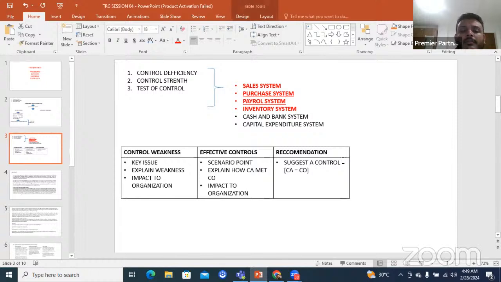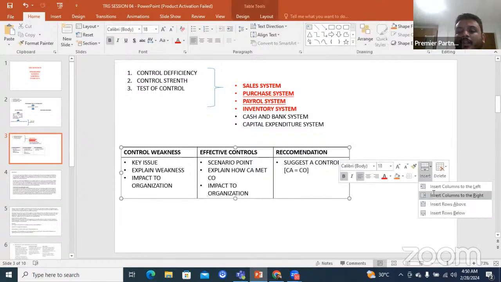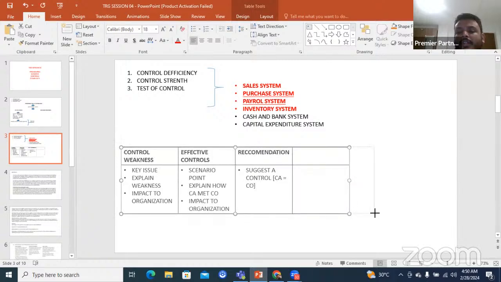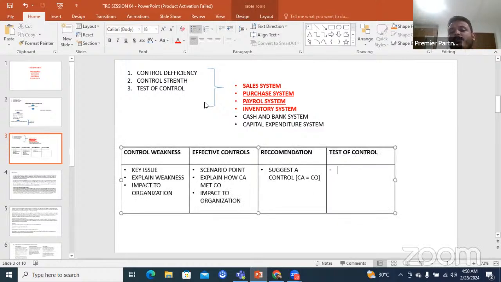And then you should provide test of control. Now let's see how to write test of control. When we are writing test of control, students, it is very simple. The first thing, how is the auditor going to verify?